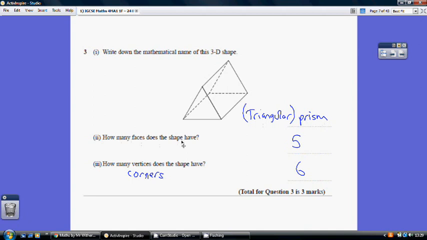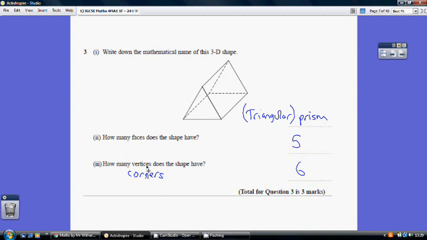Part 2, how many faces does the shape have? Well, it's got 5 faces. There's the 3 bits on the sides, in the middle rather. And then obviously it's got the 2 ends. So we've got the 2 triangles on the end, then the 3 rectangles in the middle. 3 and 2 is 5.